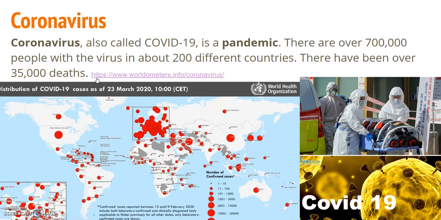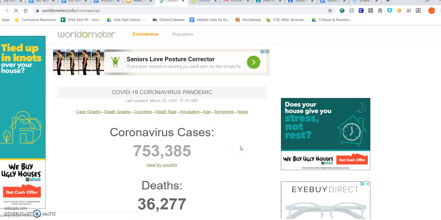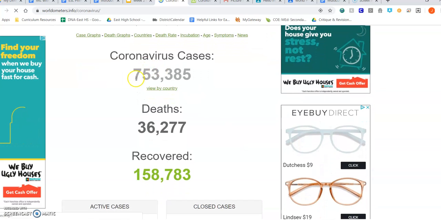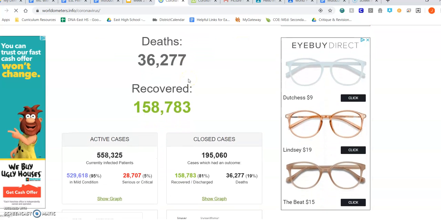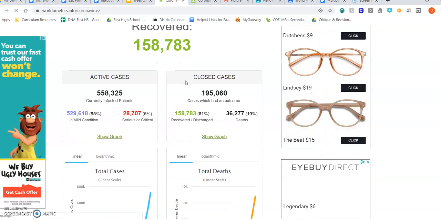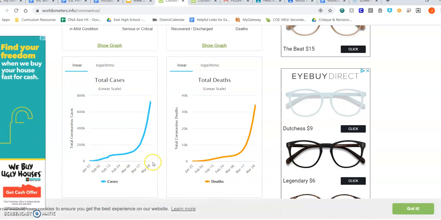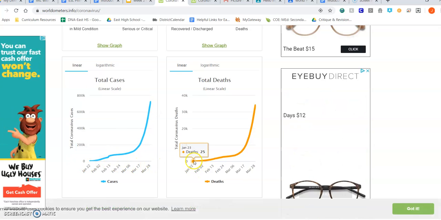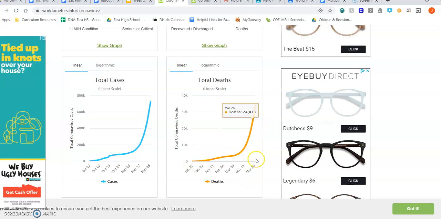If I click on this link, we can see all the different cases and different facts about the virus. So right now, there are 753,385 people with the virus. About 158,783 people have recovered, meaning they had the virus, but now they are healthy. Then we can go see the total number of cases, how they spread from January to March around the world, and the same thing for deaths, the number of deaths that happened back in January, and the number of deaths we now have here on March 28th.